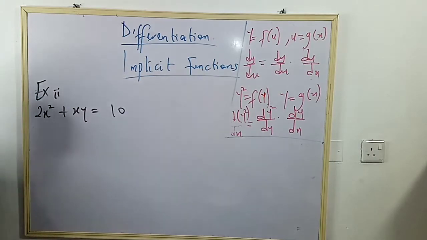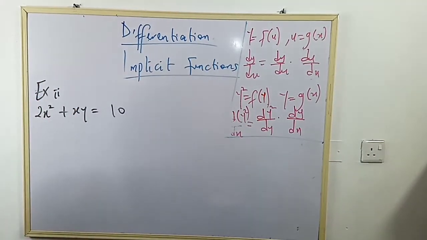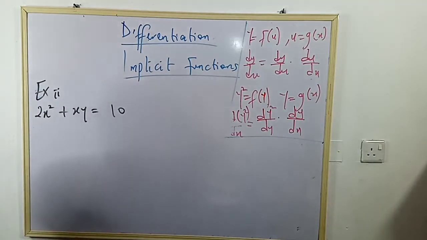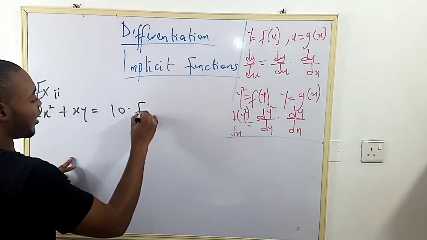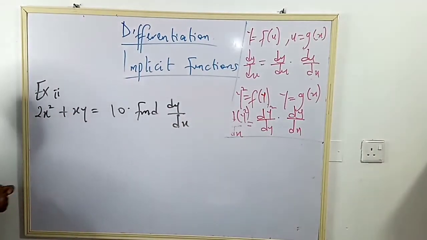Another example, so example 2. I intentionally left this so that you can see we are going to make use of it here again. So we have 2x squared plus xy equals 10. So then we want to find the derivative of this. So find dy/dx. We want to find dy/dx from this.